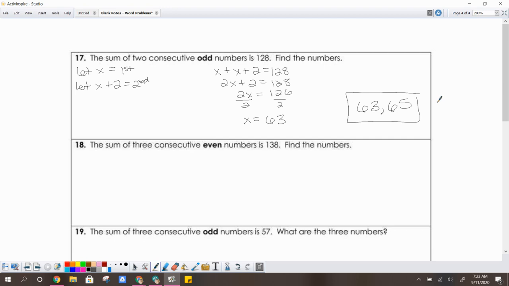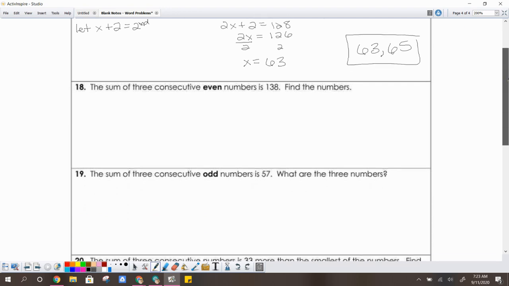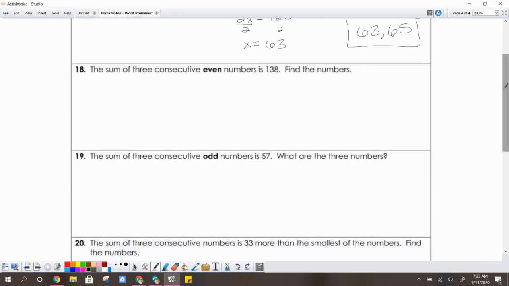All right, so for number 18, instead of just using 2 numbers, now we're using 3 numbers. So the sum of 3 consecutive even numbers is 138. So your first number is going to be x, like usual. Our second number is going to be x plus 2, because it's the even number. And then the next number after that would be x plus 4 to get our third. So now we're going to go ahead and add all of these up to get 138.